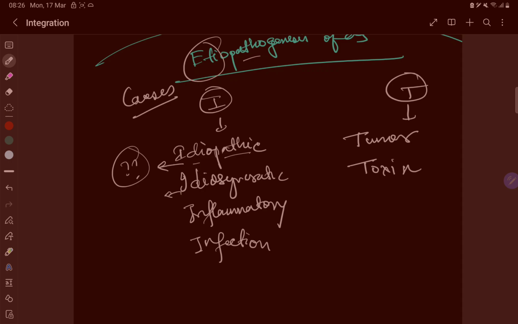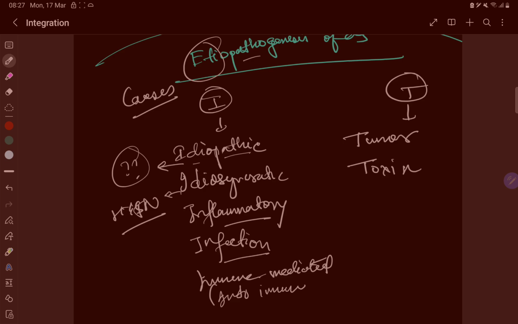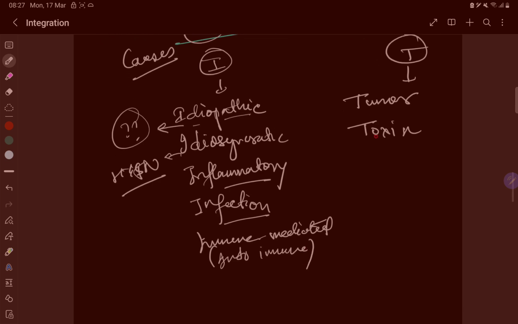Idiosyncratic, any drug reaction, right? There is also a hypersensitivity reaction from a drug or something, right? There are inflammatory conditions, there is infection, there is immune mediated autoimmune disease, all the autoimmune diseases. Okay. Then in T there is trauma.